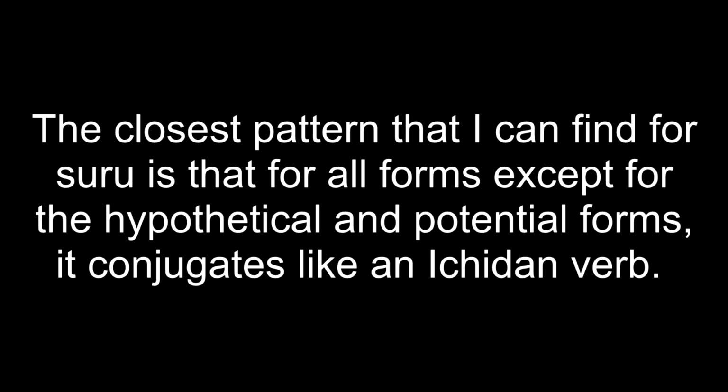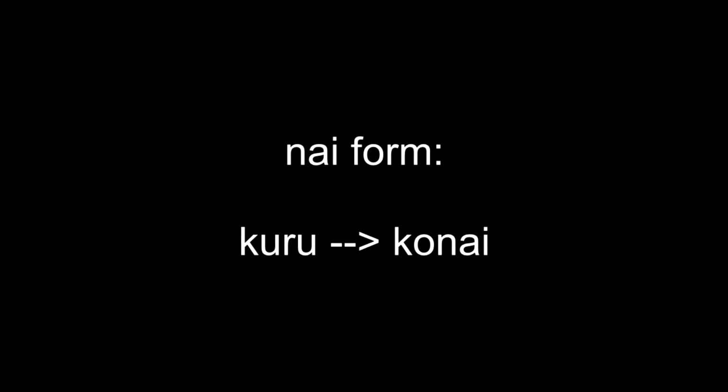The closest pattern that I can find for suru is that for all forms except for the hypothetical and potential forms, it conjugates like an ichidan verb. But don't think of this as a hard rule. It's just a sort of pattern that will help us remember how it conjugates. Next, we have the verb kuru. To conjugate kuru into its nai form, it becomes konai.